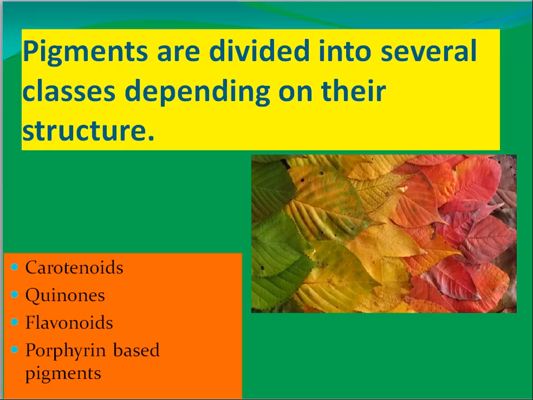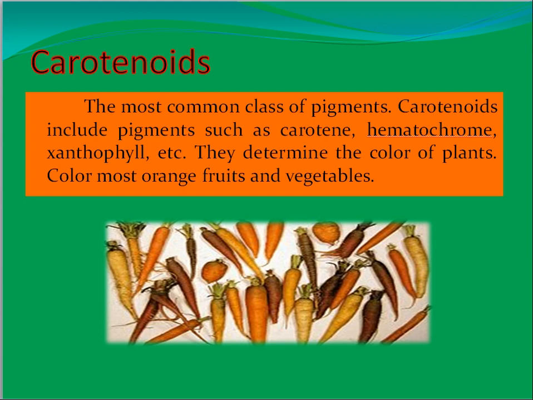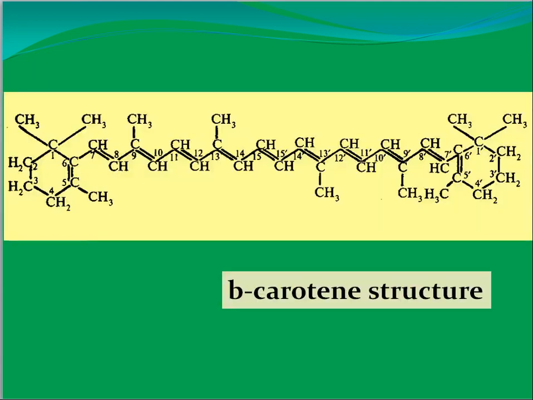Pigments are divided into several classes depending on their structure. It's carotenoids, quinones, flavonoids, porphyrin-based pigments. Carotenoids are the most common class of pigments, and carotenoids include pigments such as carotene, haematochrome, xanthophyll, and others. They determine the color of plants. Color most orange fruits and vegetables, like carrots. This chemical structural formula is the beta-carotene structure.